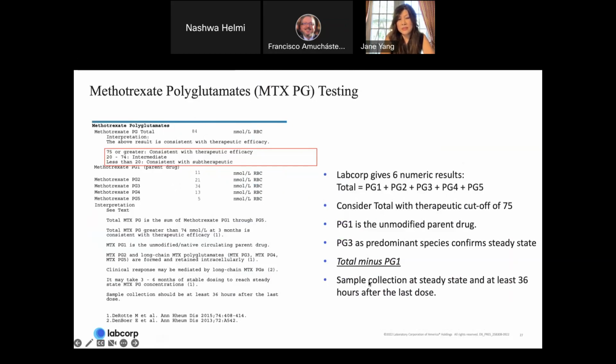The sample is whole blood, and we recommend collecting at steady state, which is at least 3 to 6 months into regular therapy, and at least 36 hours after the last weekly dose. If the results show a predominance of PG1, this suggests that the blood collection was taken too soon after the last dose. A predominance of PG3 confirms that the patient is at steady state. And just to note that other labs use a total methotrexate polyglutamate that doesn't include PG1.